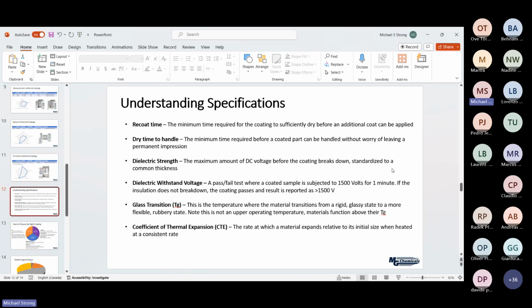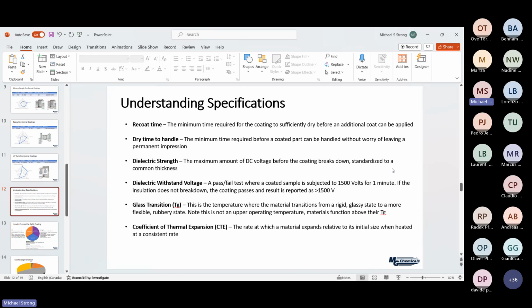Glass transition temperature is actually pretty misunderstood because people think it's an upper operating temperature, and it's not. So the glass transition temperature is the temperature at which a polymer material starts to transition from a hard, sort of glassy state into a more flexible rubbery state. But that does not mean beyond the glass transition temperature, your coating fails. And a good example of that is silicones. So silicones are typically operating, if even we look at home construction silicones, they're operating at room temperature, but the glass transition temperature of a typical silicone is about minus 60 degrees Celsius. So it does not indicate failure beyond that.